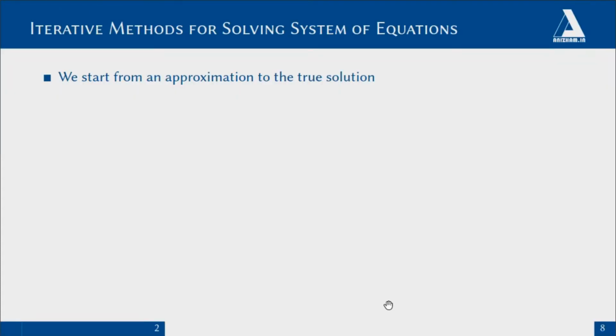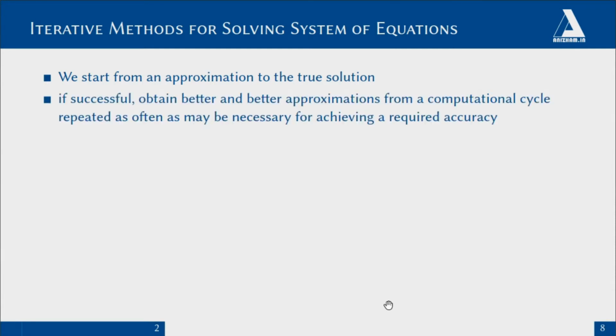So, an iterative method for solving a system of equations is one in which we start from an approximation to the true solution. The approximation can be all the values equal to 0 or all the values equal to some particular specific values. Depending on the conditions that we have, we select the initial solutions. Then, if successful, we obtain better and better approximations from a computational cycle which is repeated as often as may be necessary for achieving the required accuracy.